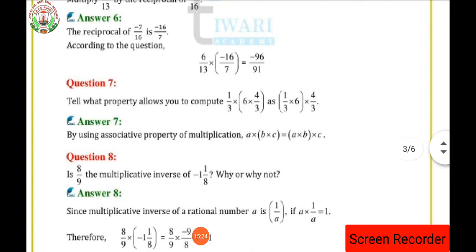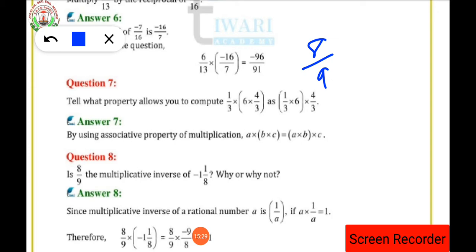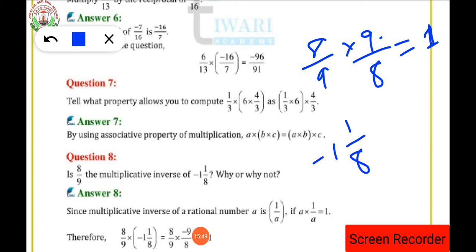In this question it is said, is 8 by 9 the multiplicative inverse of minus 1 upon 8? So the multiplicative inverse of 8 by 9 will be how much? It will be 9 by 8. So that answer should come 1, isn't it? So what we are having, 1 minus 1 by 8 is in the form of a mixed fraction. So can we convert this mixed fraction into an improper fraction? How to convert? Minus 1 into 8 plus 1 upon 8 will be like this.